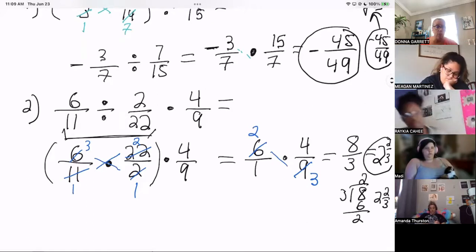Questions? Just remember when it's multiplying and dividing, it's whatever comes first, unless you have parentheses, and then you always do your parentheses first, of course.